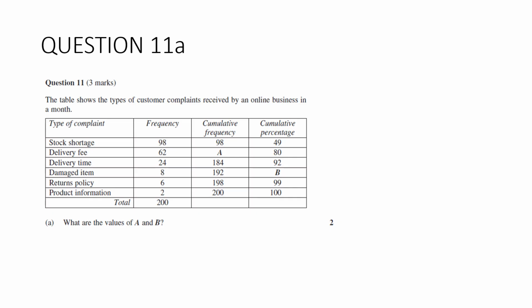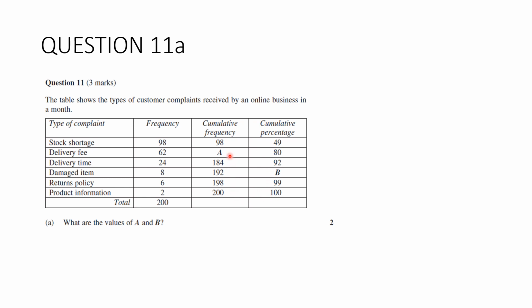Question 11a. The table shows the types of customer complaints received by an online business in a month. You can see we have different complaints here. We have a frequency column, a cumulative frequency column and a cumulative percentage column. And we're asked to find the values of A and B.